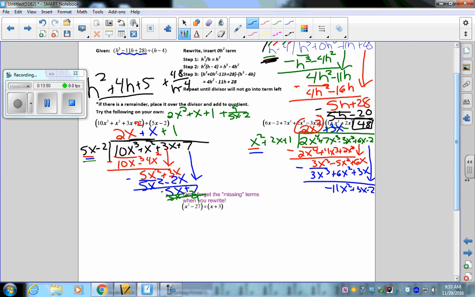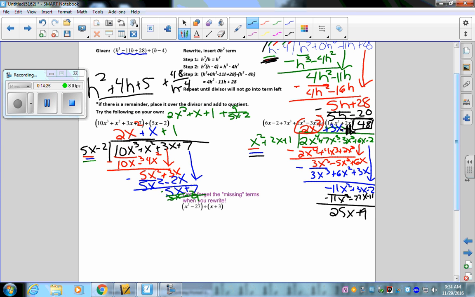Repeat. Divide. Negative 11x squared divided by x squared is negative 11. Multiply negative 11x squared, negative 22x, and negative 11. Sorry, that should just be negative 11, guys, up top. I apologize. Subtract. They cancel. 3 minus negative 22 is 25x. Negative 2 minus negative 11 is 9.